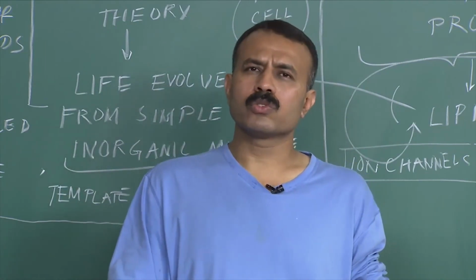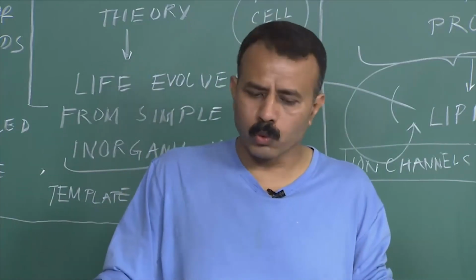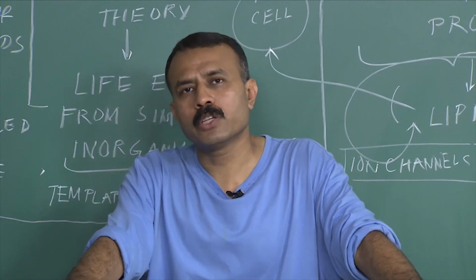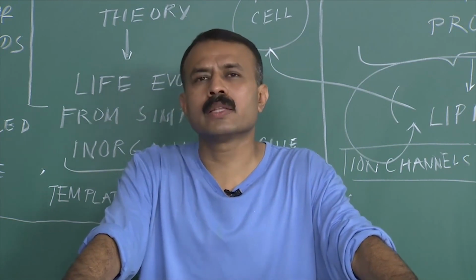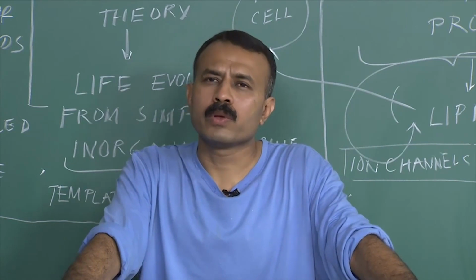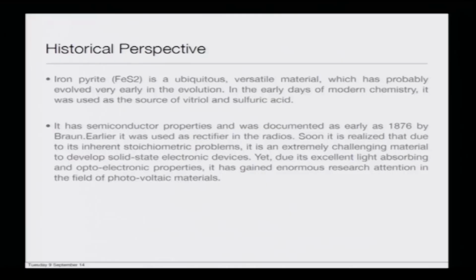Thereafter, it was Bose who worked on galena crystals, likewise and so forth, but it was known as early as 1876. If you look at Braun, it has semiconductor properties documented very early in the development of semiconductor, and I am talking about much before crystalline silicon was even on the scene. It was used in the rectifier circuits in the radios. But there is a problem with this.